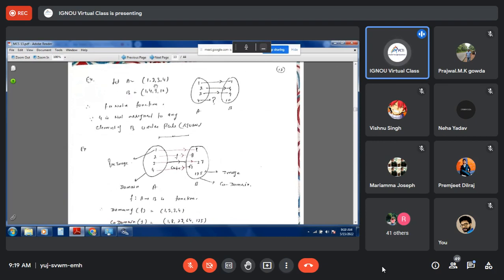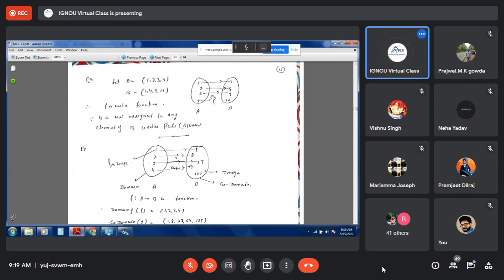Let A is equal to {1, 2, 3, 4} and B is equal to {1, 4, 9}. And here it is given the arrow diagram. We have to check, is it a function or not? Let us check. What is the rule? Rule is square. 1 square, 1. 2 square, 4. 3 square, 9.